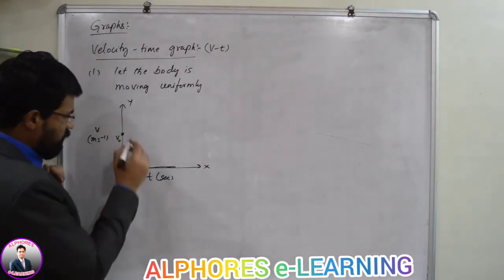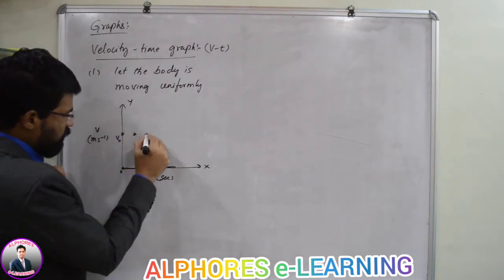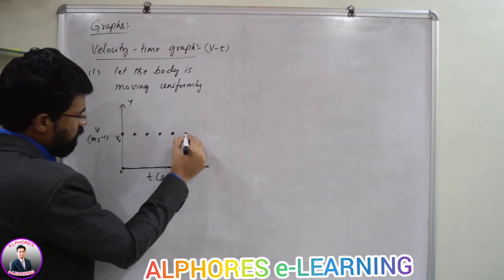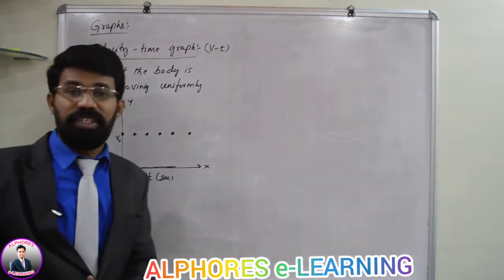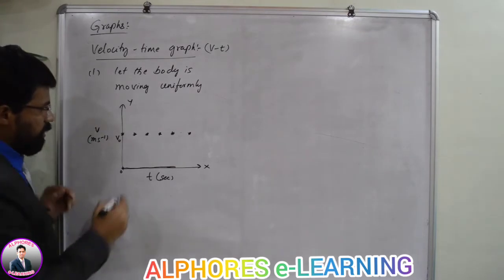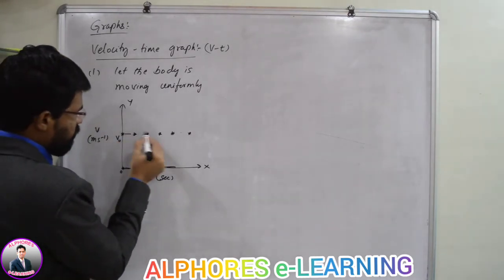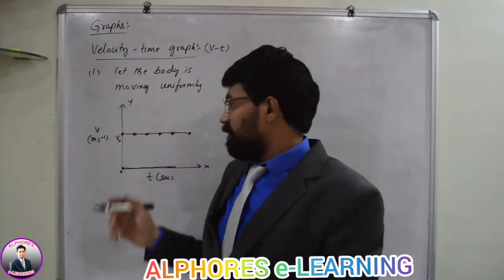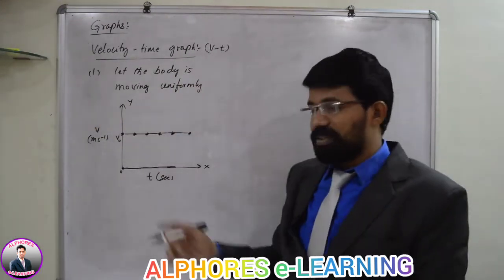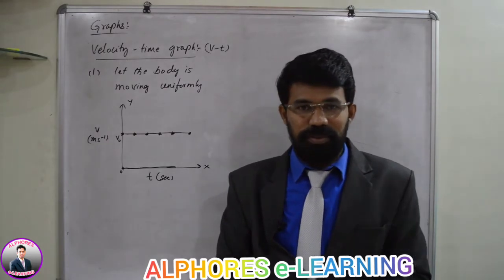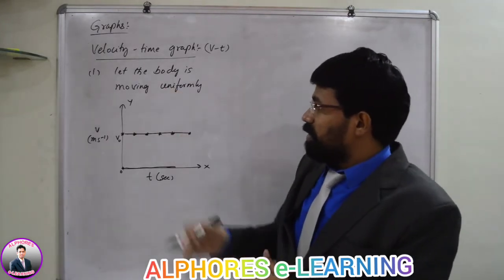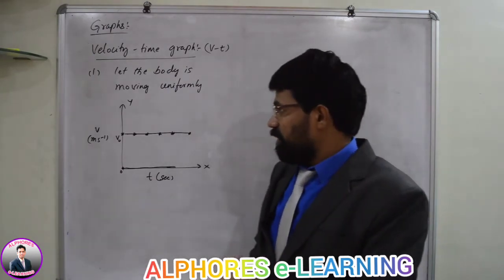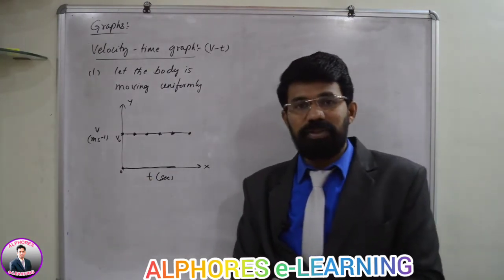At time equal to 1 second, v naught only. At time equal to 2 seconds, v naught only. At time equal to 3 seconds, v naught only. Like that, continuously it is maintaining the same constant velocity. If that is the situation, when you join all these points, what will you get? You will get a straight line. Again here, that straight line is parallel to which axis? Time axis. So remember, for a body which is moving with uniform velocity, or which is in uniform motion, the velocity time graph is a straight line parallel to the time axis.